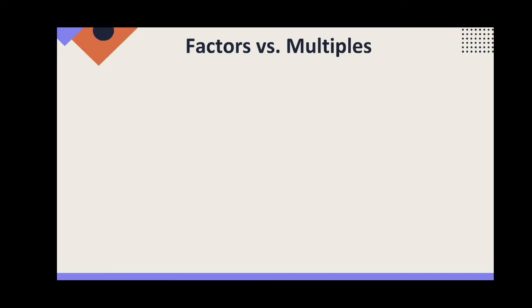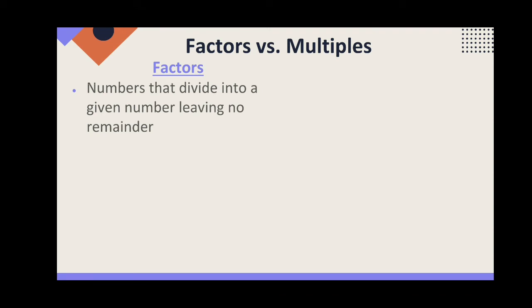What is the difference between factors and multiples? When we say factors, those are the numbers that divide into a given number, leaving no remainder. So katulad ng sinabi ko kanina, once na nag-divide tayo at ang quotient ay walang remainder, that means the divisor is a factor of the given number.